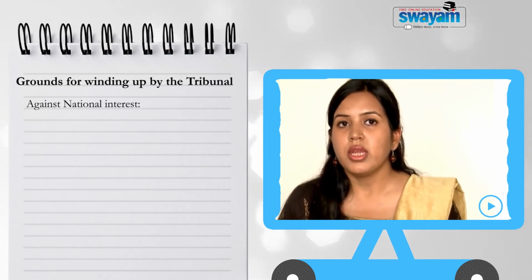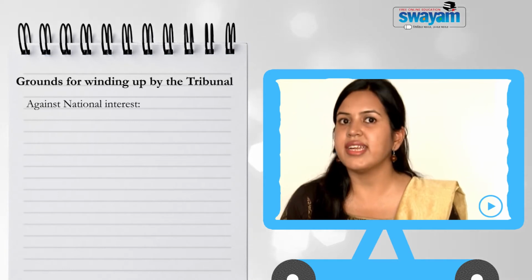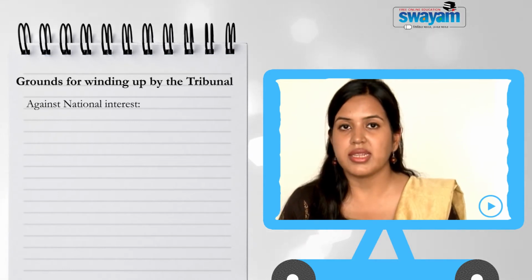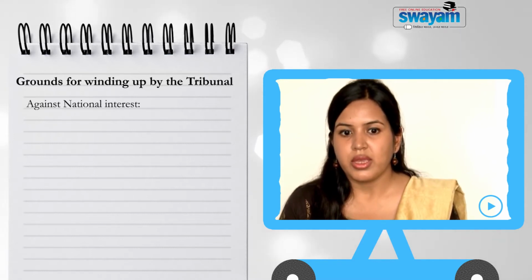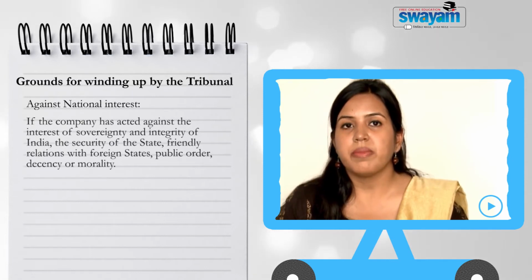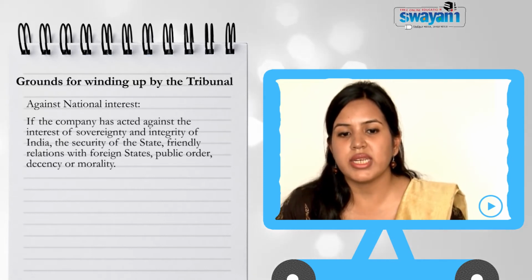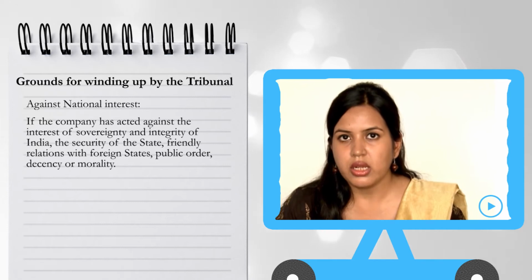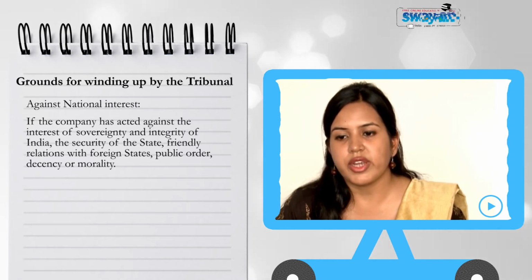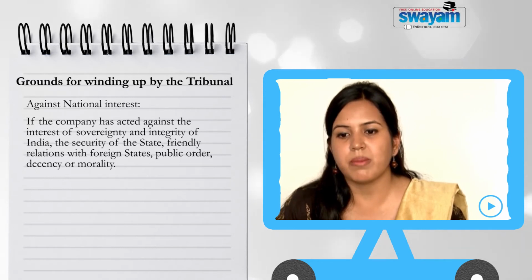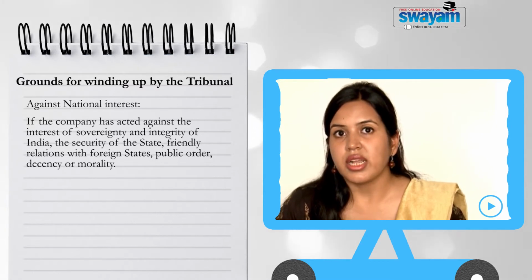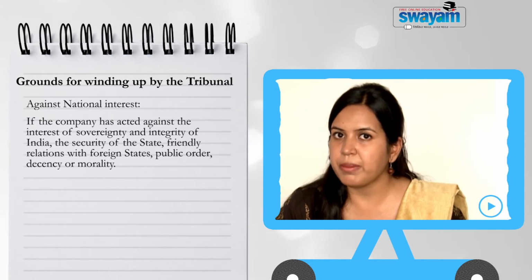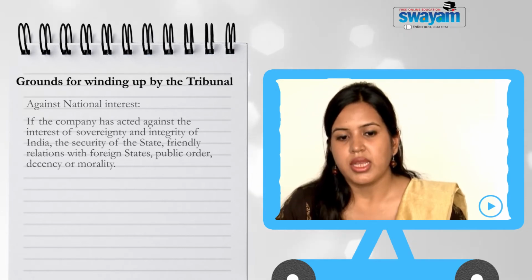Here also, if the company works against the national interest, then in such a case it can be wound up by the tribunal. So, if a company has acted against the interest, sovereignty and integrity of India, the security of the state, friendly relations with foreign states, public order, decency or morality, then in such a case the company can be wound up by filing a petition in the tribunal.